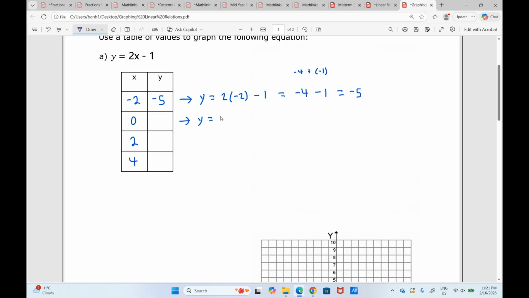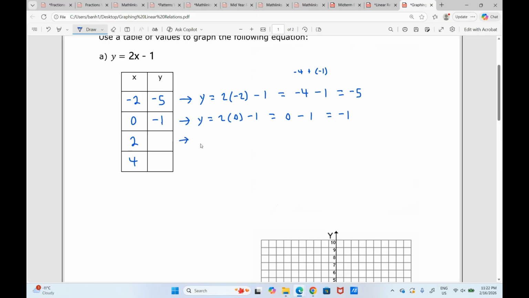So in this case, when x equals 0, instead of 2 times x, it's going to be 2 times 0 minus 1. Now 2 times 0 is going to be equal to 0. So all I have left is 0 minus 1. And 0 minus 1 is going to be -1. So I have -1 as my value of y when x is 0.